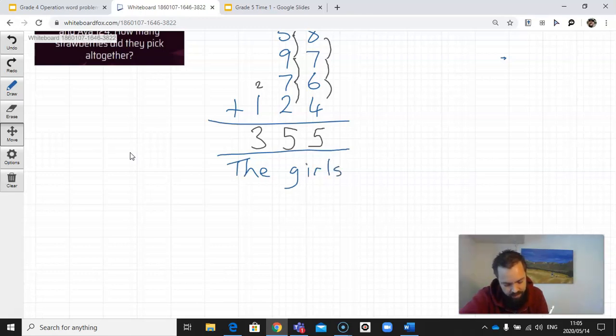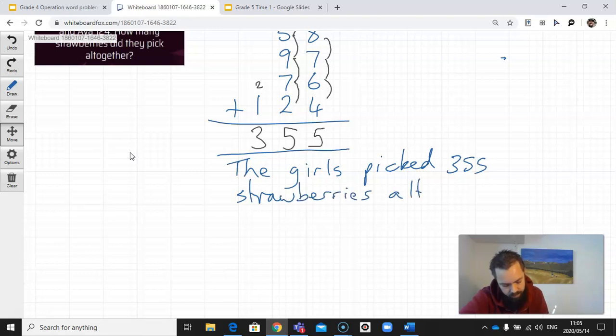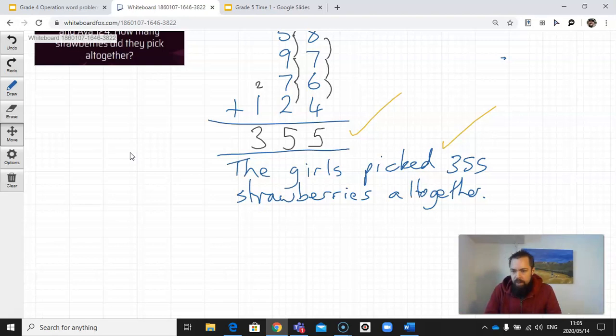The girls. Oh, no, we used the word pick. So the girls picked 355 strawberries all together. And if we want to give our marks for that, 1 for the question, 1 for the answer, 1 for the answer sentence.